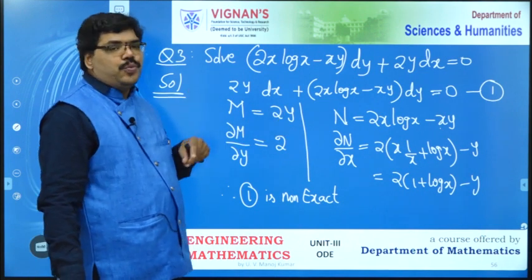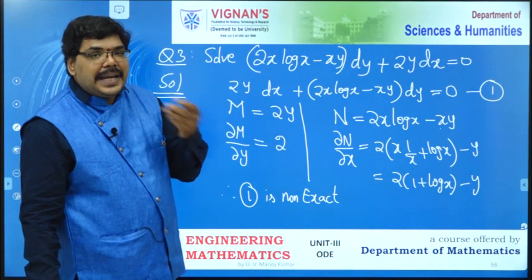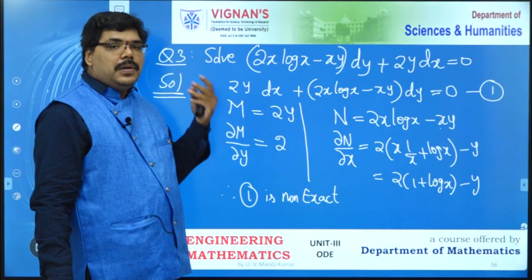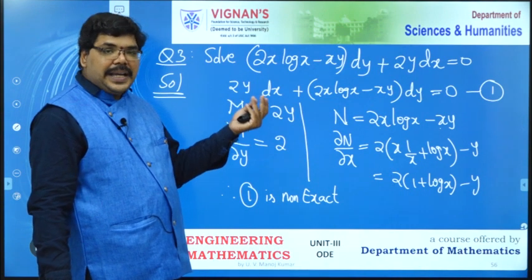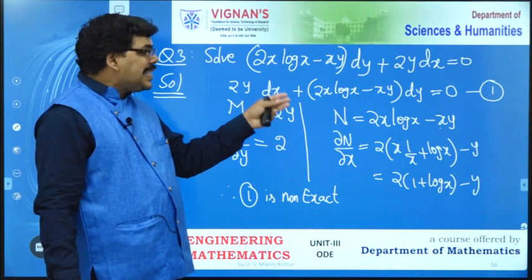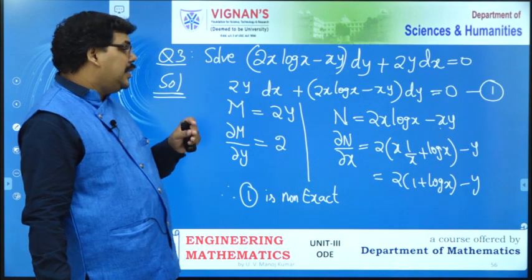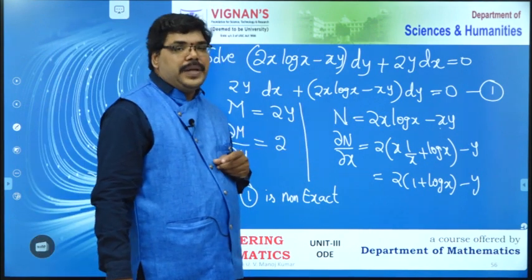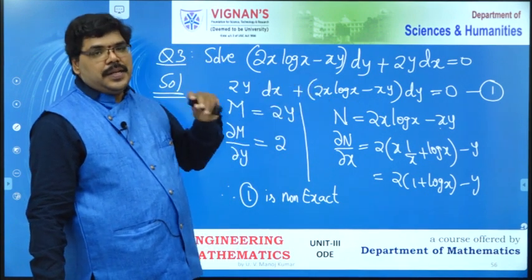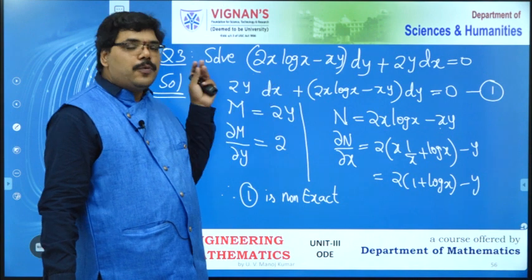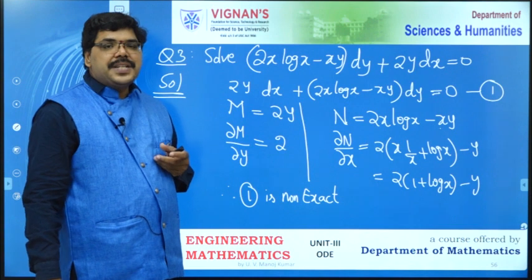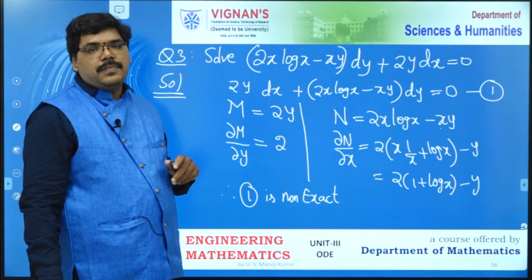So can we write it in case 2? If you want to write it in case 2, it should be represented in the form y into function of xy into dx plus x into function of xy dy. So the second term is not in the suitable form. So this won't come in case 2 also. It won't come in case 1, it won't come in case 2. So what we have to do? We will search for either case 3 or case 4.